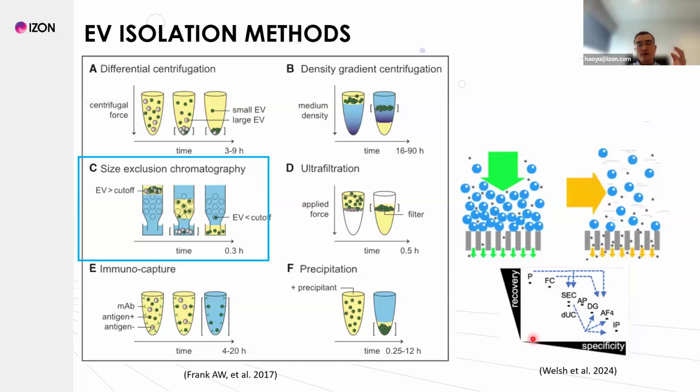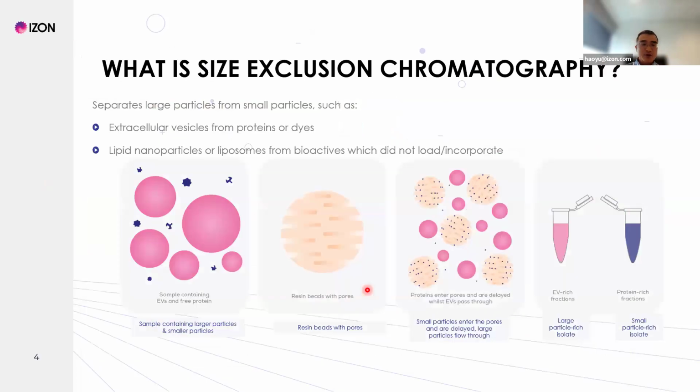In recent years, there are more methods apart from the 6 mentioned. For example, there's a microfluidic device, and also someone used ion exchange columns. But these methods also need to be used with other techniques to get a pure EV. So let's focus in more detail on size exclusion chromatography.